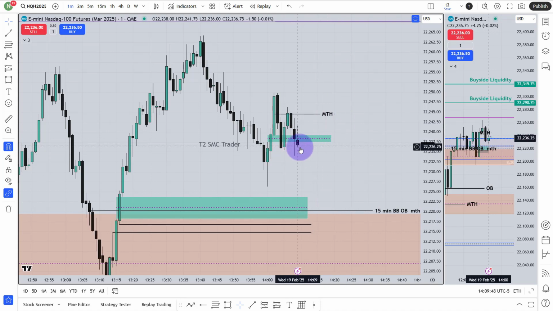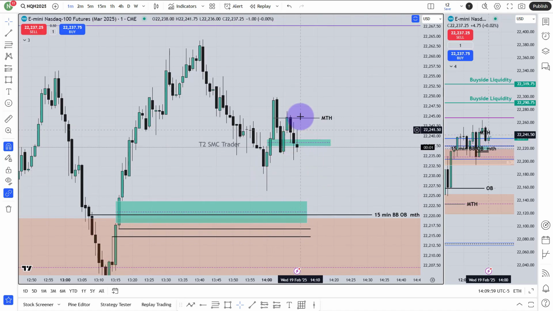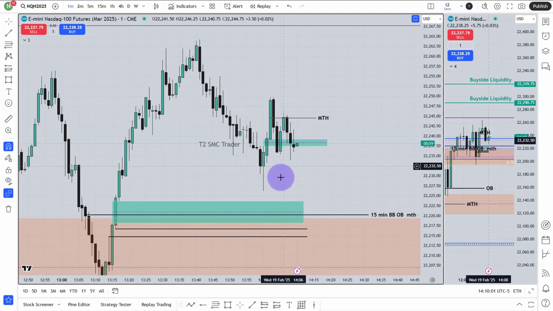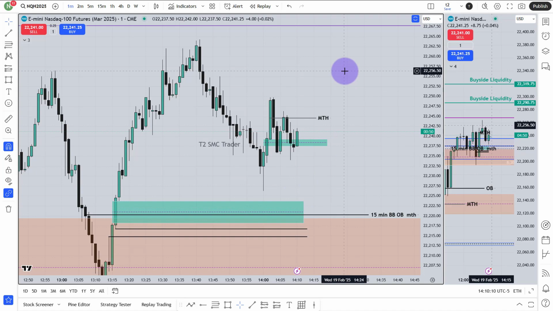Instead of that, if it gives me any kind of market structure shift with a fair value gap by body close above this mean threshold, I'll go for that buy before taking this low and reaching over here. So if it gives me the market structure shift with a fair value gap even before taking this low, I will try to take that buy. Otherwise, I will wait until this market reaches here, then I'll frame a buying opportunity.